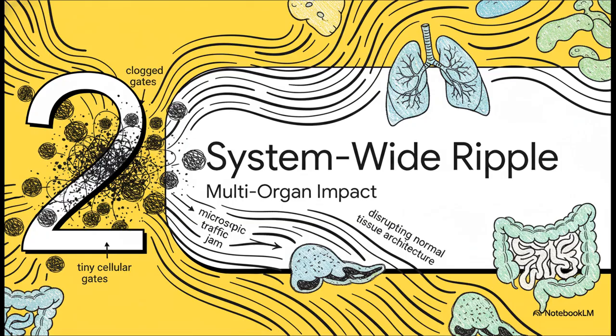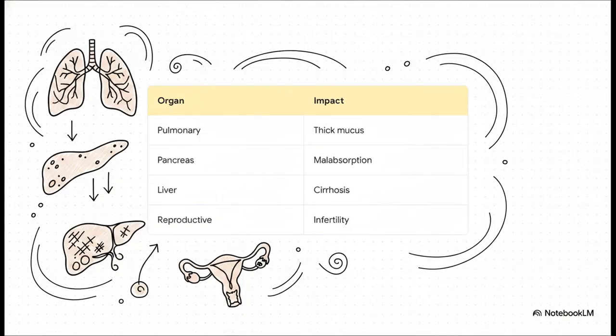Section 2. The system-wide ripple effect. Because unfortunately, this microscopic traffic jam doesn't stay microscopic for long. It actually cascades into a systemic multi-organ condition. It's not just a lung disease. It strikes the pulmonary system with thick mucus and infection. It impacts the pancreatic and GI systems, causing major malabsorption.